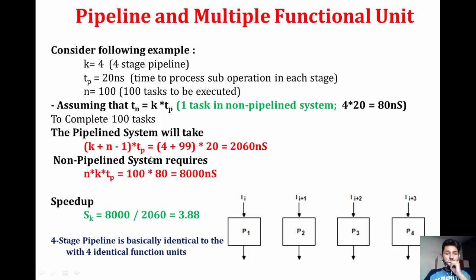In the same scenario, if we want to execute using a non-pipeline system, that requires n into k into tp, that is 100 into 80. What is k into tp?